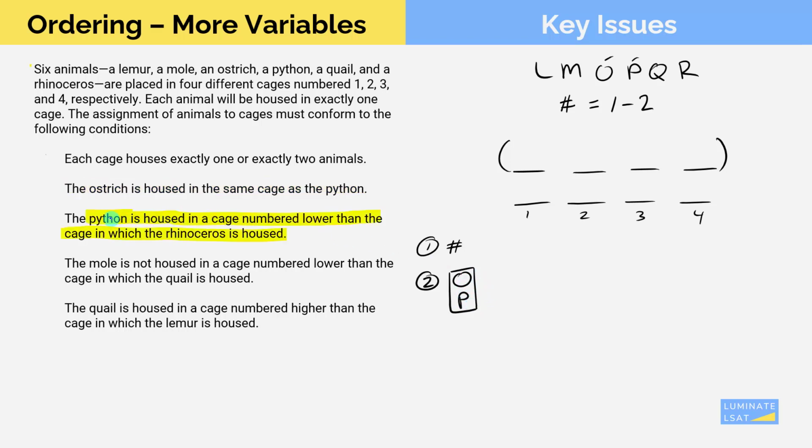The third rule says the P is lower numbered than the R. So that means P has to appear to the left of the R. I'll diagram that like this. Of course, you could just directly put it onto rule number 2 like that, but I'll go ahead and do that later.